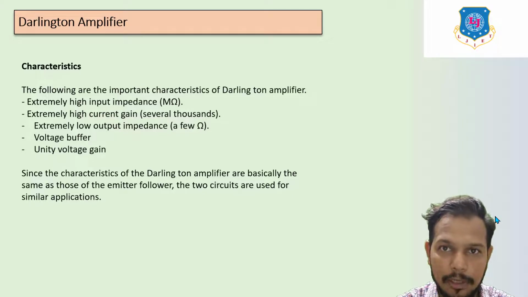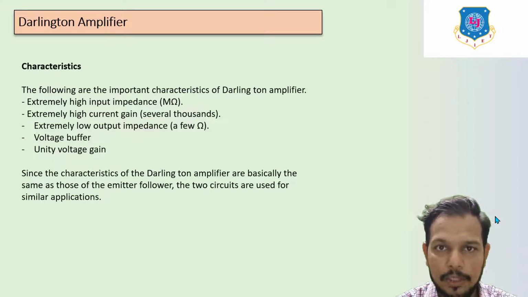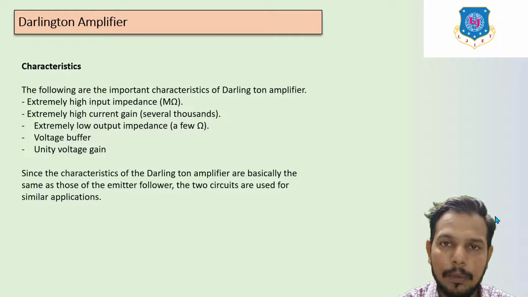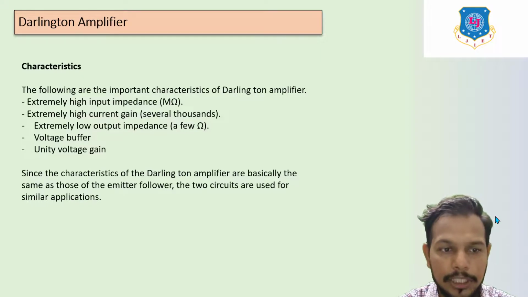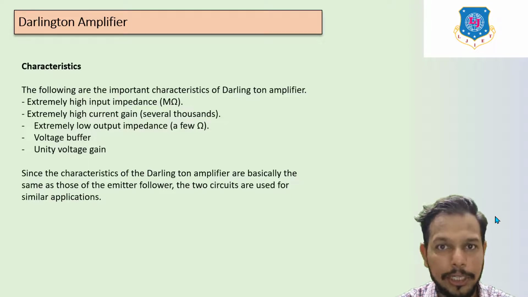What is a voltage buffer? Whenever you cascade, the first stage gain is 1 and the other stage is also 1, so 1 times 1 is 1. That means if you provide 5 volts at the input side, you get 5 volts at the output side, due to this unity voltage gain. That's why we do not use it for voltage gain. This is a current gain circuit, basically a current amplifier.